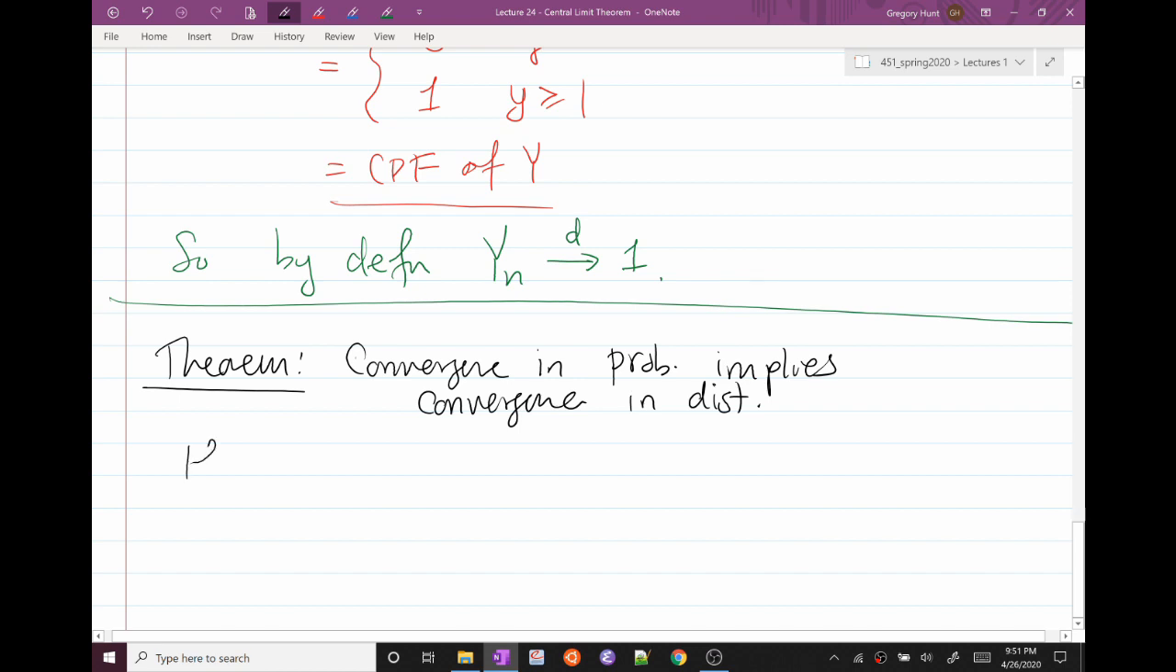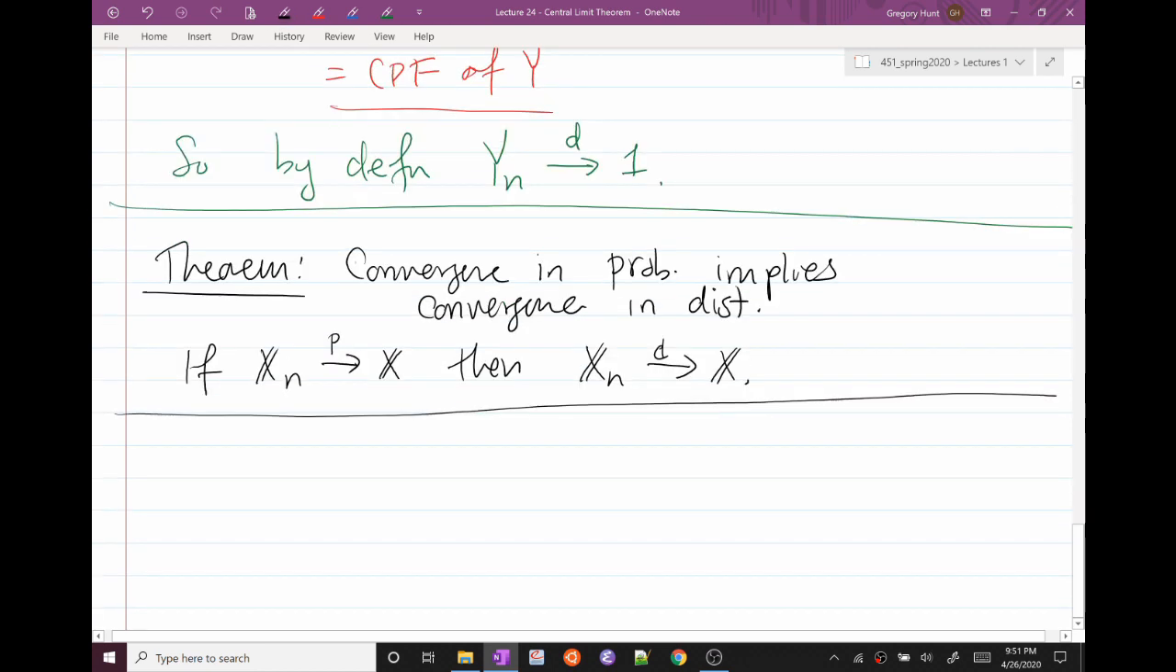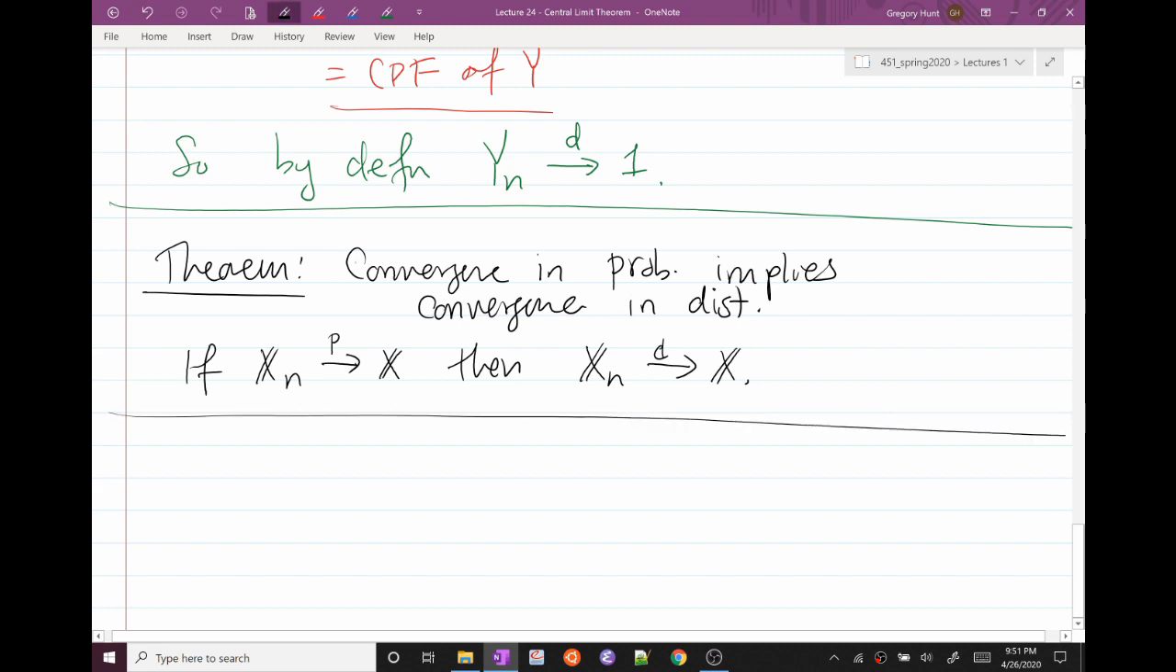So if x sub n converges in probability to x, then x sub n will converge in distribution to x also. This is the generalization of the fact we saw above, which was convergence in probability to 1 and convergence in distribution to 1. There's a theorem, which we won't prove, that says that always has to happen.